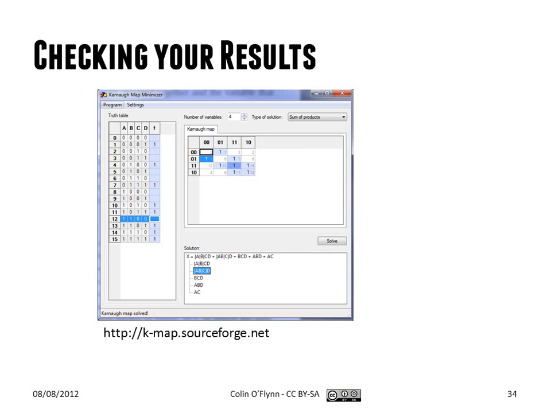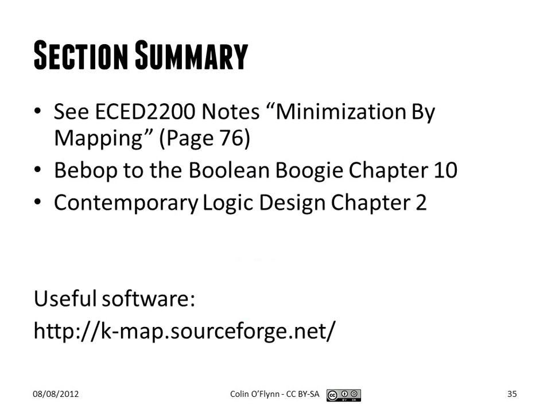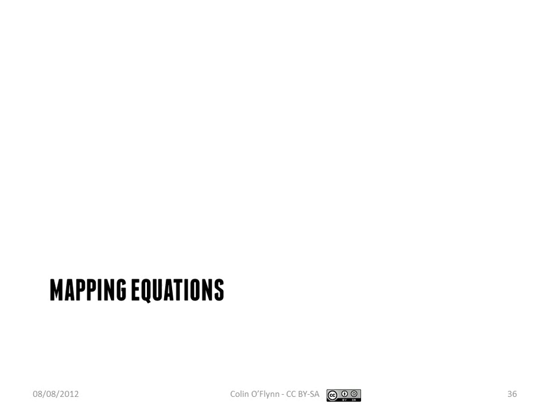For checking your results, if you want to get some more practice, you can use their software that will give you sum of products or product of sum results and sort of show you how it's mapping it. So that's the sort of summary of the whole K-mapping section. Again, the K-mapping is quite an important tool that we'll be using.